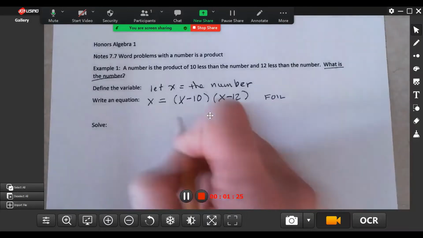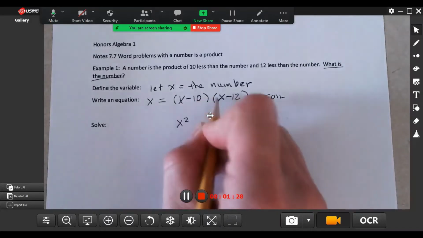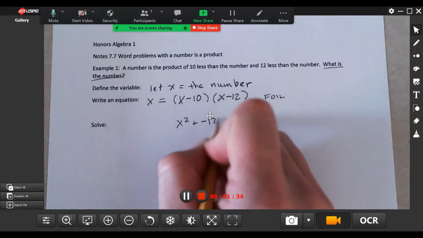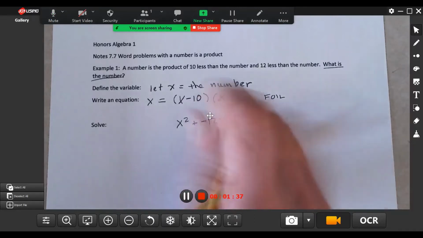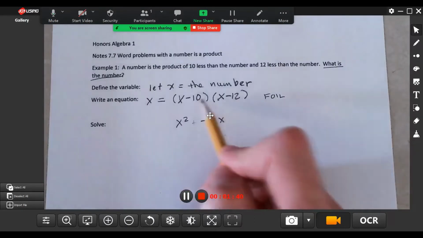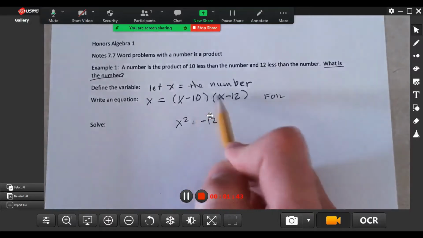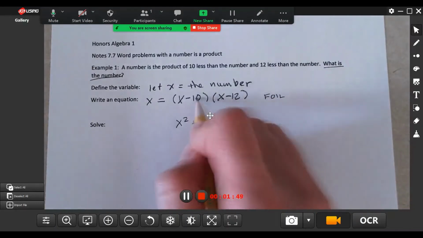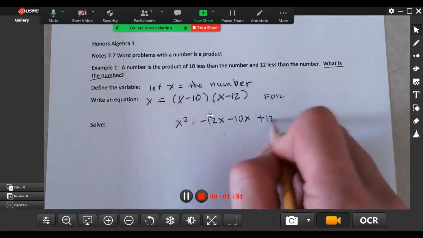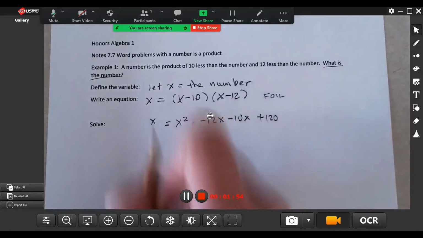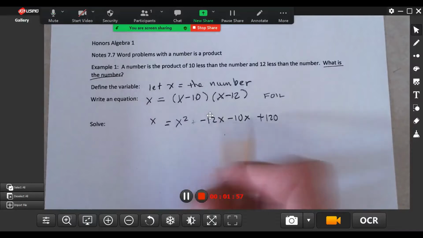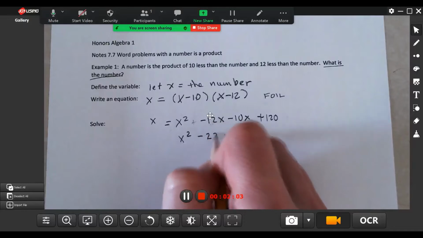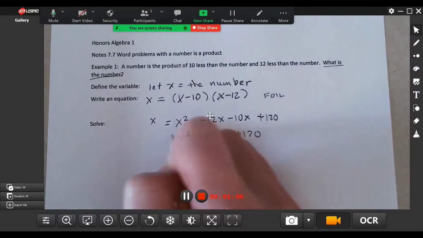So I'll use FOIL. So first times first, plus outside times outside, so that's negative 12x, and I really don't need that plus sign there. Inside times inside, so that's negative 10 times x, so minus 10x, and last times last, so negative 10 times negative 12 is positive 120, and the right hand side of my equation is x. I'm going to combine these like terms here, so that gives me x squared minus 22x plus 120 on the right, and it equals x.